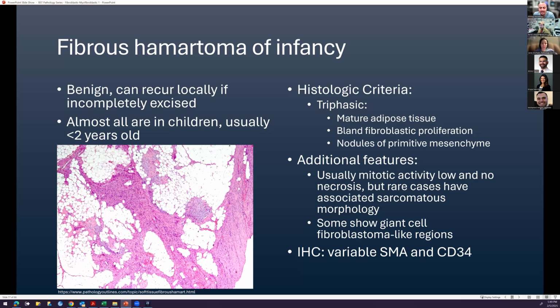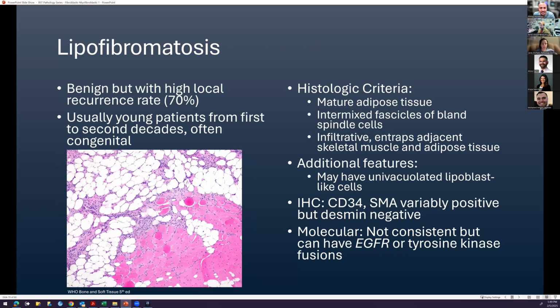Stains are not very useful, but you can get variable SMA in 34. Okay, next up, rapid fire: lipofibromatosis, kind of similar to the last one almost. You might think about it because you have admixed adipose tissue. It also had admixed fibrous area, similar to fibromatosis, a hypercellular, bland, spindled fibroblastic appearance. But this thing doesn't have those primitive mesenchyme.